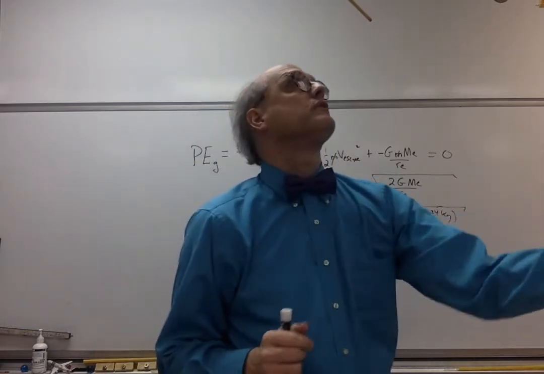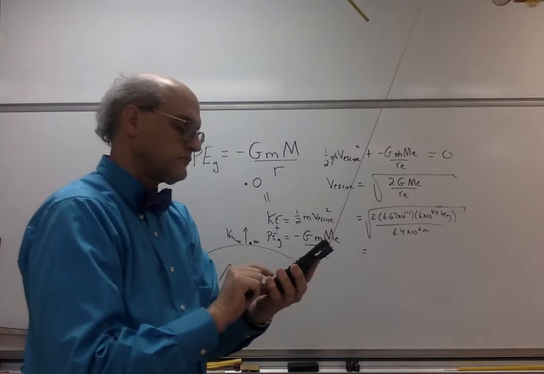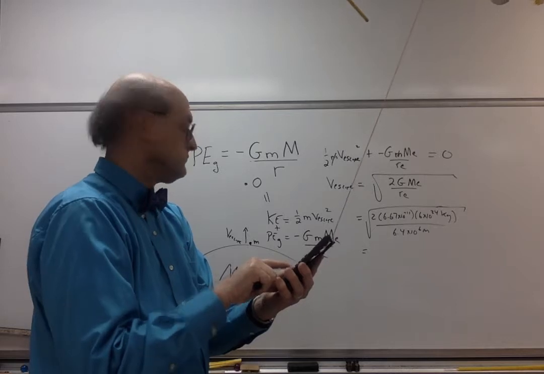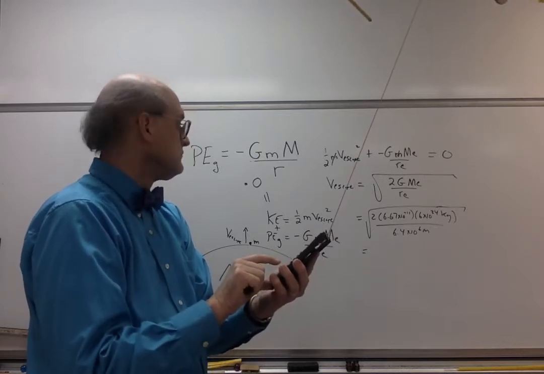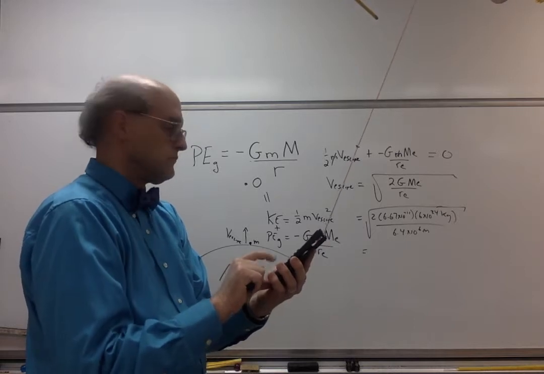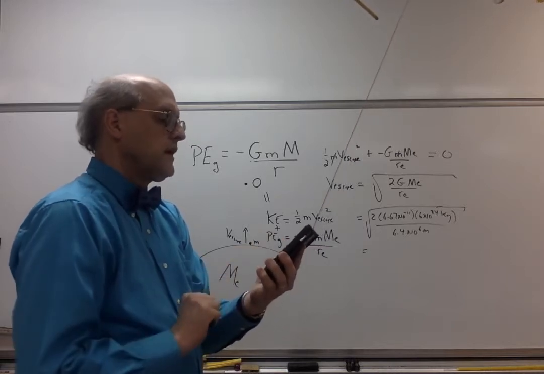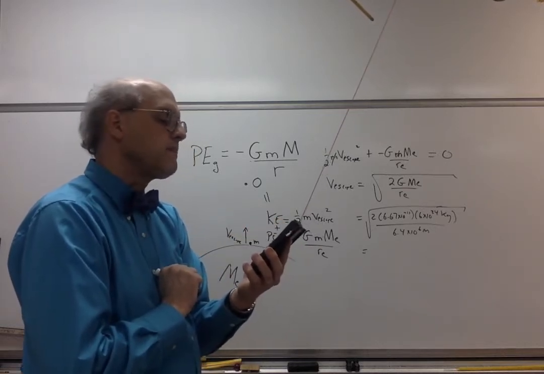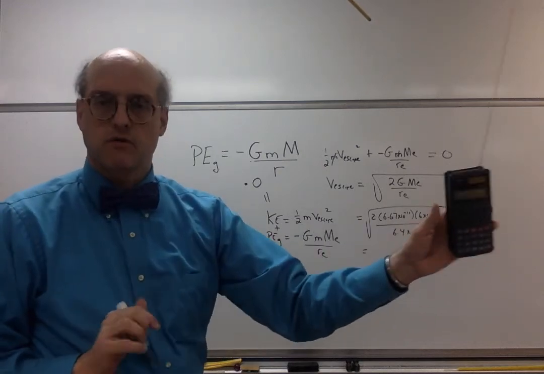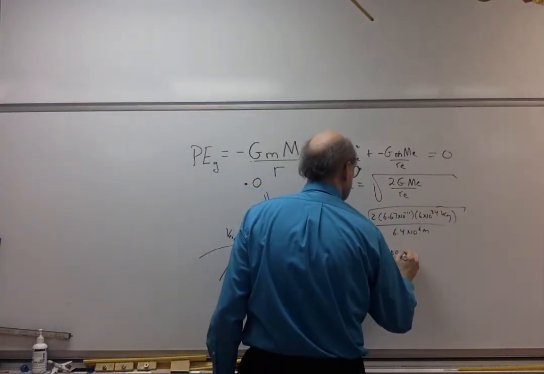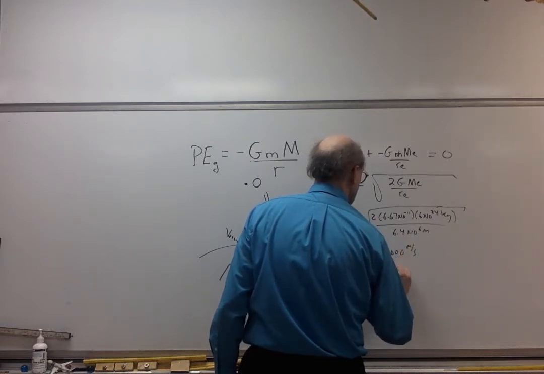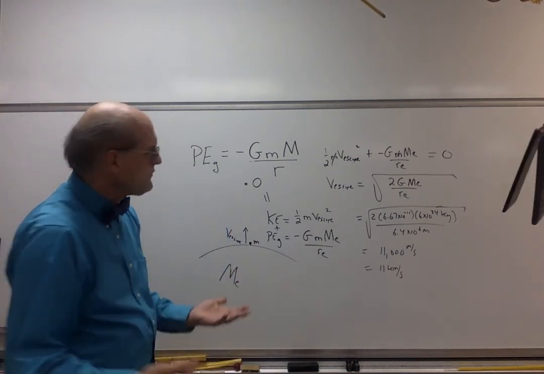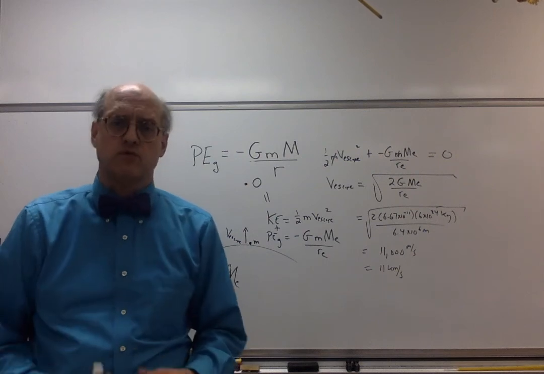Okay, let's see what we get for the escape speed. And I'm getting 11,000 meters per second, or 11 kilometers per second. So that's the escape speed from the Earth. Now suppose we want to go beyond that, well then we would just have to increase the speed at which we launch the rocket.